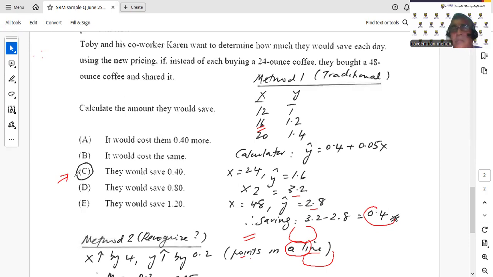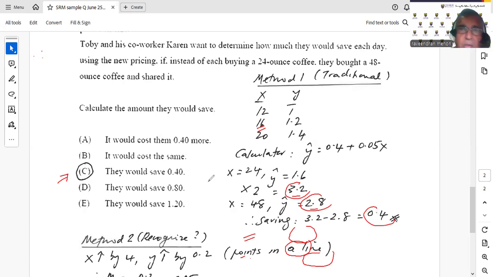Because it is just numbers that you plug into your calculator to get the regression equation, y hat equals 0.4 plus 0.05x. Plug in the value of 24, you'll get 1.6. Remember, when you buy the 24 ounce, you are going to multiply by 2, so you're going to spend 3.2. And for the 48 ounce, we're only going to buy one, so you're going to spend 2.8. And so the difference, 3.2 minus 2.8, is just 0.4. So they have a saving of 0.4. Pretty easy to do.